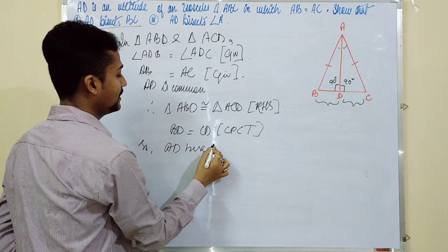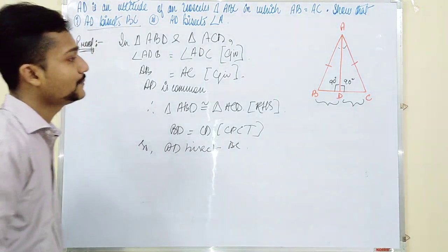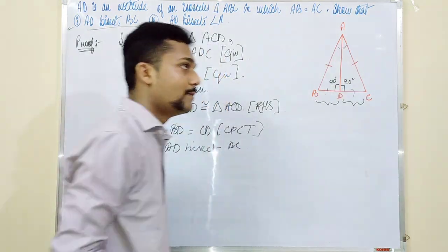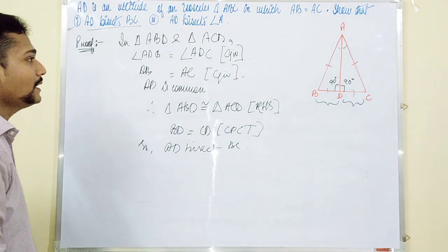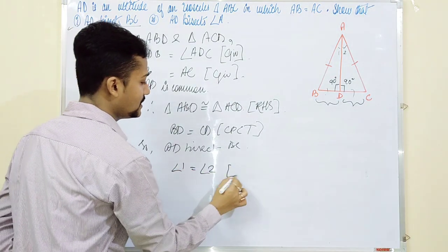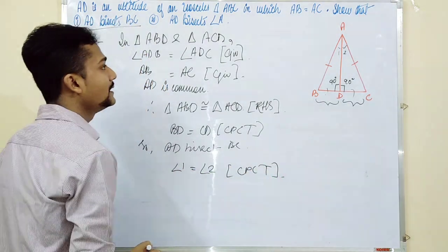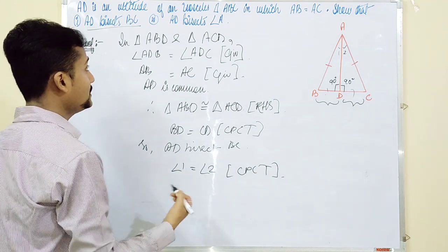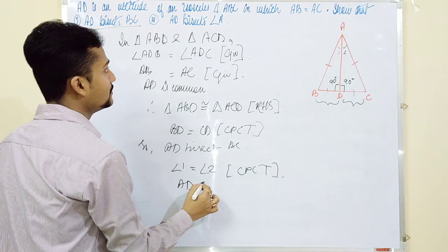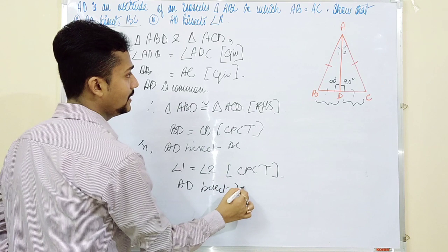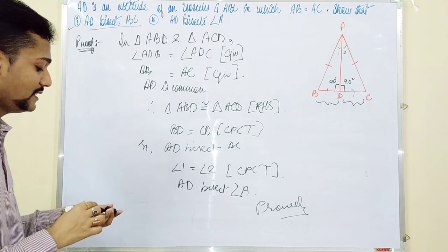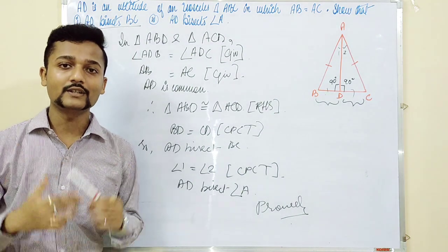AD bisects BC, isn't it? If this is equal to this, that means this particular side is bisecting the side BC. Number these two particular angles, angle 1 and angle 2. Angle 1 is equal to angle 2 by CPCT. If both the angles are equal to one another, it means that AD bisects angle A. Proved. This particular solution is very short, precise and easy. So note it down very quickly, then we are going to move on to the next particular question.